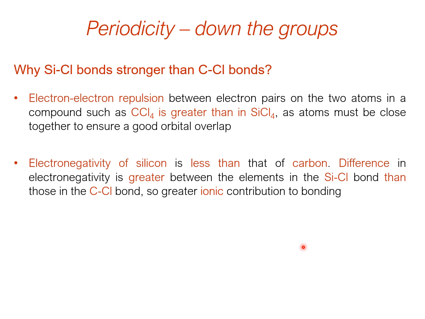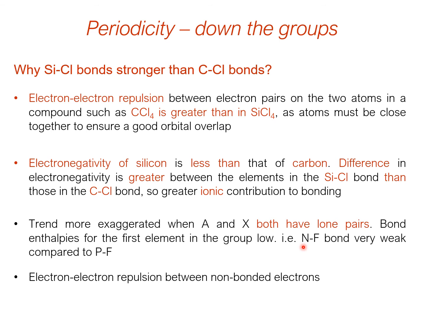So as we go down the group, electronegativity goes down. So silicon's less electronegative than carbon. And that means there's a bigger difference in the electronegativities between silicon and chlorine than carbon and chlorine. So there's a greater ionic contribution to the bonding, and ionic bonding is stronger than covalent bonding. That's why we see these ionic solids have such high melting and boiling points as well.